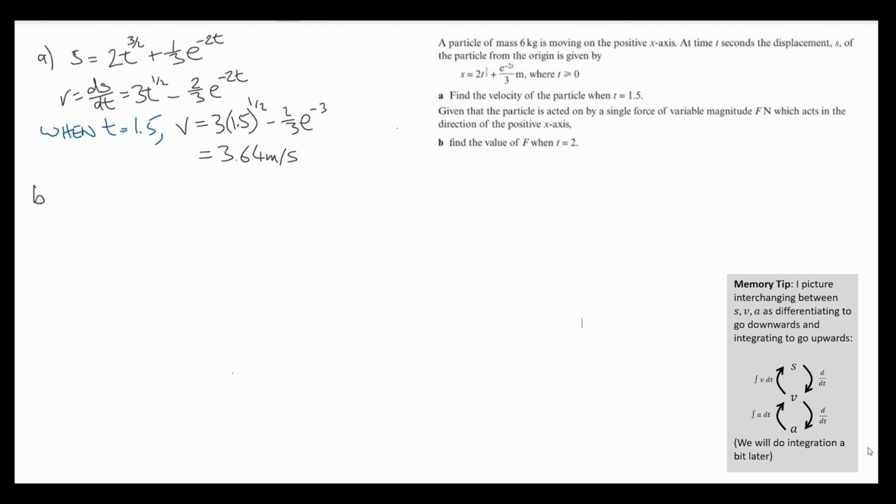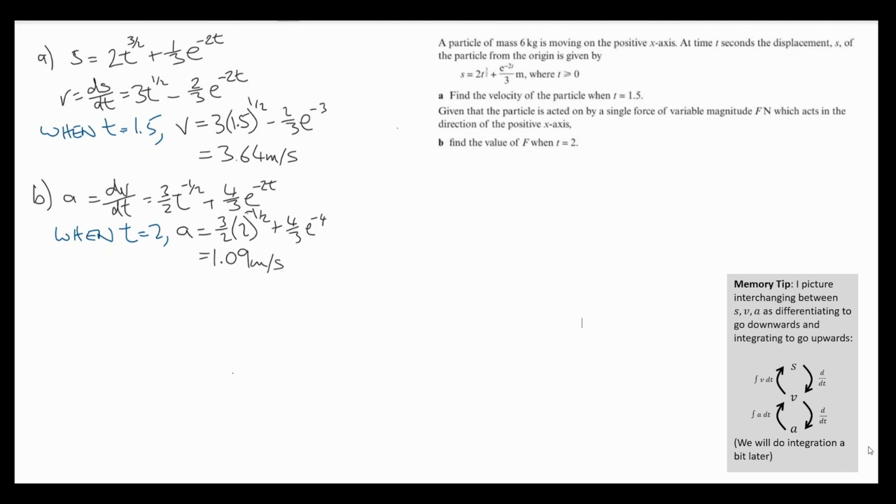So let's start there. We have the velocity function, and we know acceleration is the rate of change of velocity. So we can find dv dt. We get 3 over 2 t to the negative half plus 4 over 3 e to the negative 2t. We're going to substitute t equals 2. That's the acceleration we're interested in. And from there we get acceleration equals 1.09 meters per second squared. If we bring in Newton's second law at this point, we're substituting the 6 and the 1.09, and we get 6.51 newtons. That will be the magnitude of the force being applied after 2 seconds when t equals 2.